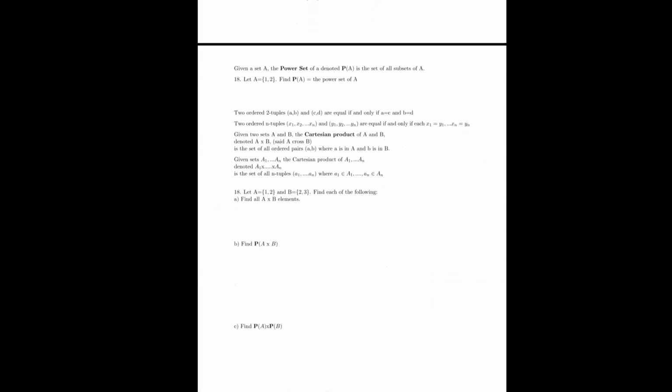All right, so now we're moving on to power sets. So what's a power set? Power set is the set of all subsets. So I'm going to find the power set. So it's going to be a set of sets. So the sets that I can make out of this set A, I could make a set that contains the number 1. I could make a set that contains the number 2. I can make a set that contains both of them, or I could use the null set.